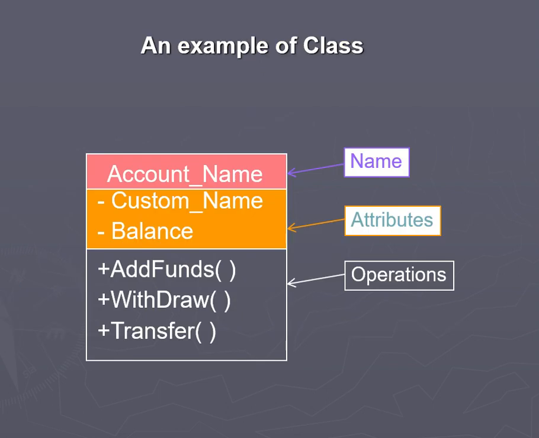That is an example of a class, that is a name, that is attributes and operations. As I said before, the topmost compartment contains the name of the class, account name, and the middle compartment contains the list of attributes, as you see here, that is customer name and the balance. And the bottom compartment is the list of operations that can be functions, that is add funds, withdrawal and transfer, the operations that we can operate.